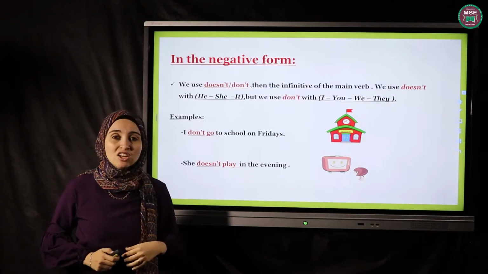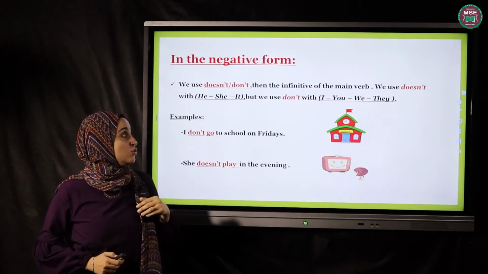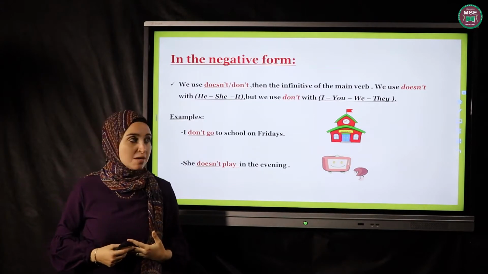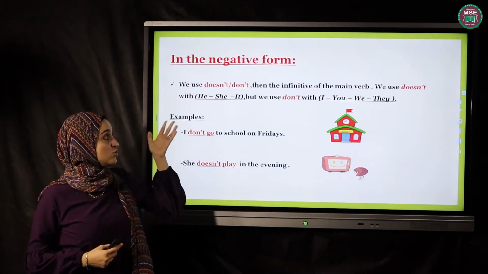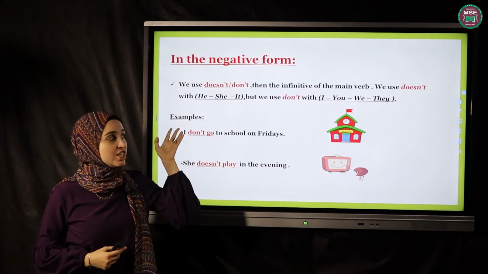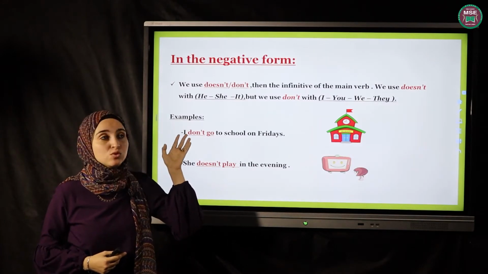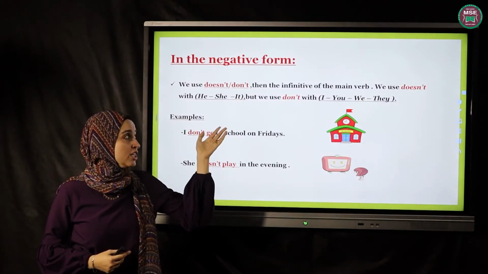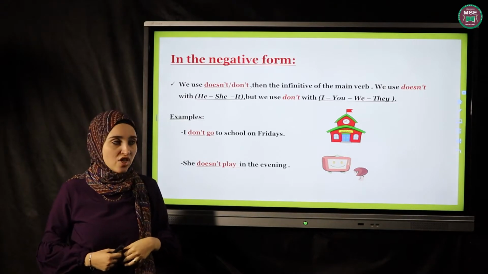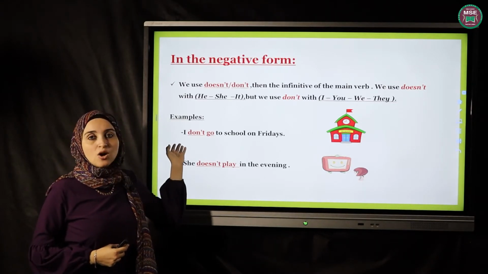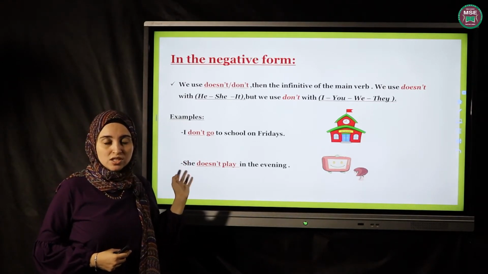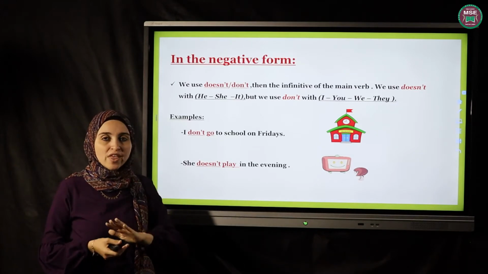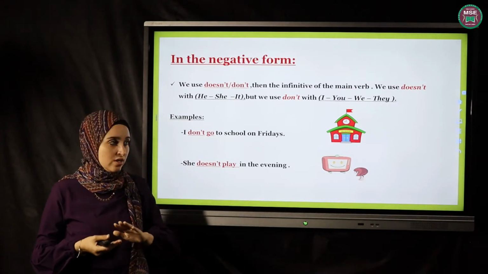We use doesn't and don't to form the negative in the present simple tense. We use doesn't with he, she, and it, and we use don't with I, you, we, and they. When we use don't or doesn't, we use the verb without adding anything to it.